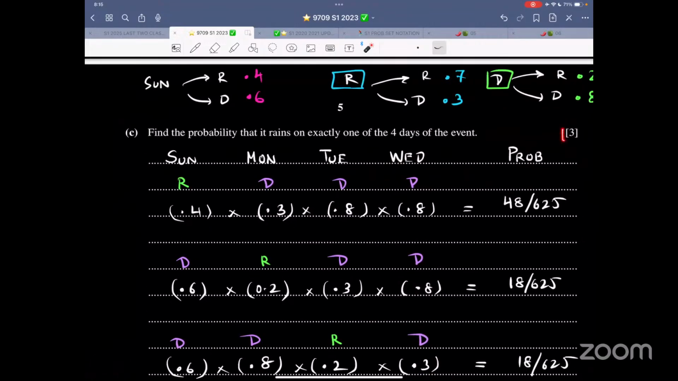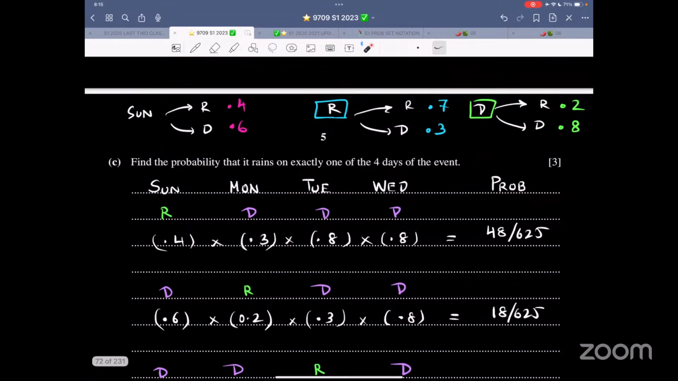Find the probability. Now it's for 3 marks. Find the probability it rains on exactly one of the 4 days of the event. Now, when you go to the next page, make sure that you have the information right in front of you. You don't have to flip the pages all the time. If the paper is open like this and it's on the side and you're working over here, that is perfect. I would not compromise on this.